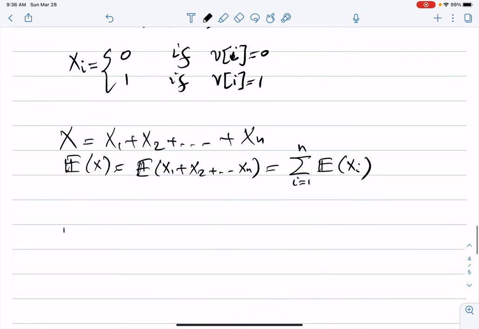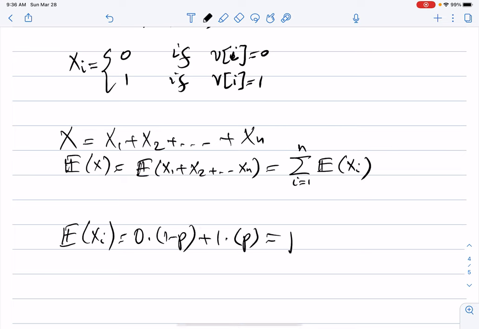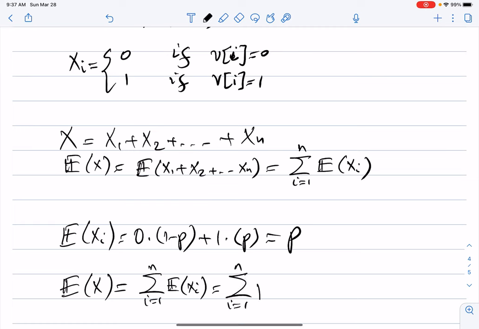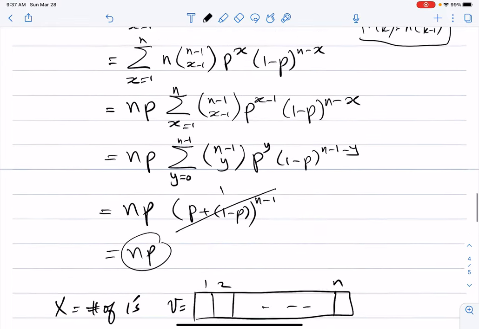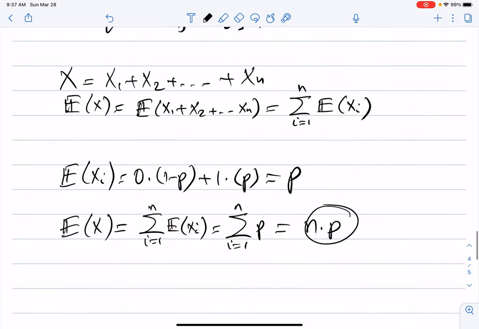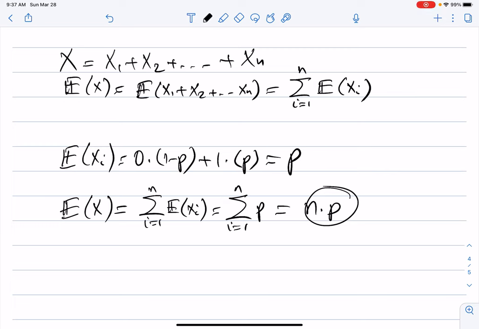Now, what is the expected value of xi? This variable can take 0 with probability 1 minus p, or 1 with probability p. So this is really p. And it is the same for all xi's, right? Because for any xi you take, the probability of 0 is 1 minus p, the probability of 1 is p. So by the linearity of expectation, the expected value of x is the sum from i equal 1 to n of the expected value of xi, which is the sum from 1 to n of p, which is n times p, which is exactly the value we got before, but with a long, tedious derivation of this formula specifically, okay? So this is how powerful this linearity of expectation is.